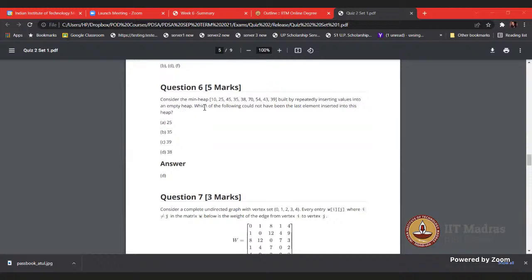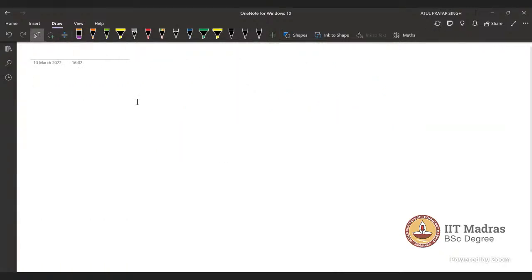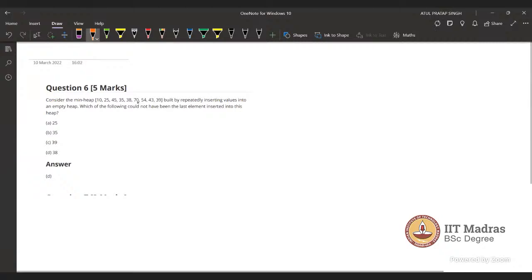There is one question related to min heap. Yes, this is the question. Consider the min heap built by repeatedly inserting values. Which of the following could not have been the last element inserted? Same thing. Here the question says it could not be inserted, sir, so anything in the middle, not in the path. So we first have to create the min heap for that.